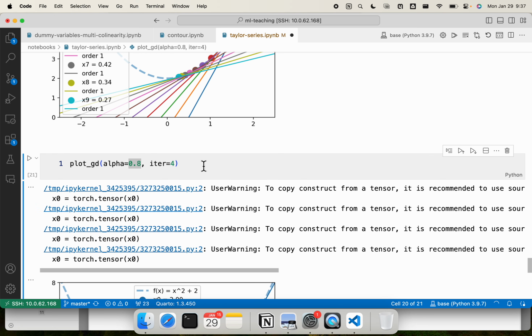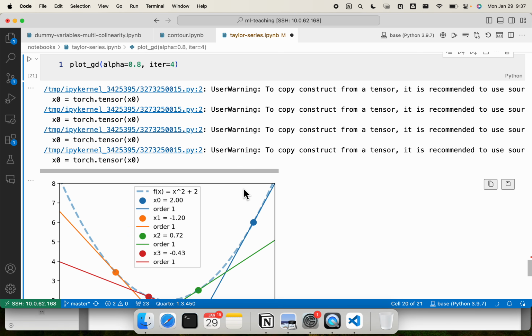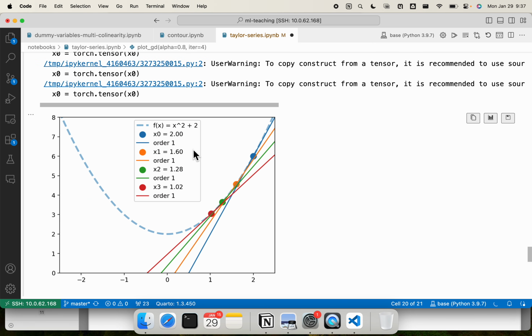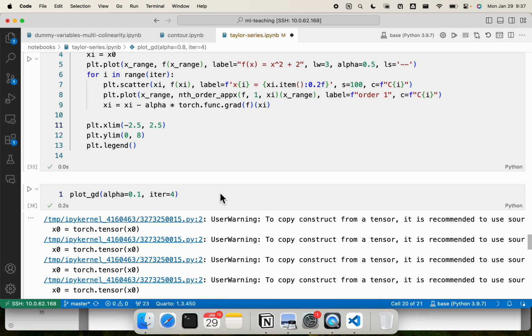Let me just go back and do just 4 iterations. Right. So in 4 iterations, I went from 2 to 1.02. It seems that I am going in the right direction and my optimization is behaving nicely. What do you think will happen if I increase the alpha to a very large quantity?